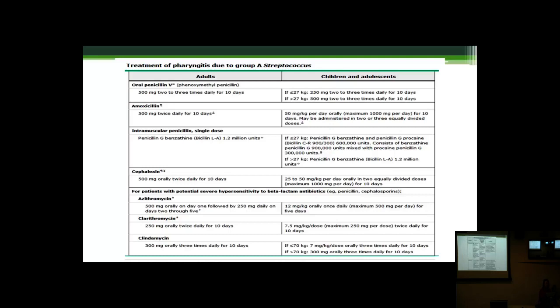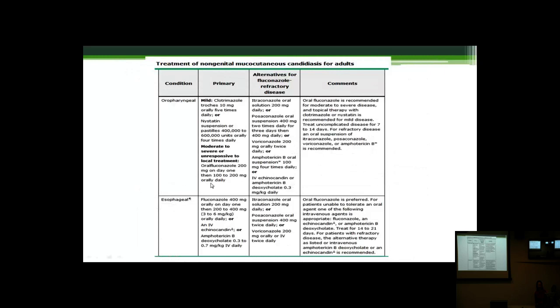Okay. Treatment for non-genital mucocutaneous candidiasis. So we're talking thrush, oral cavity candidiasis. So in these patients, their treatment options include clotrimazole troches, which are those little discs that they dissolve in the mouth. The only problem with that is you have to do it 5 times a day, which is a lot. So they may not be interested in doing that.